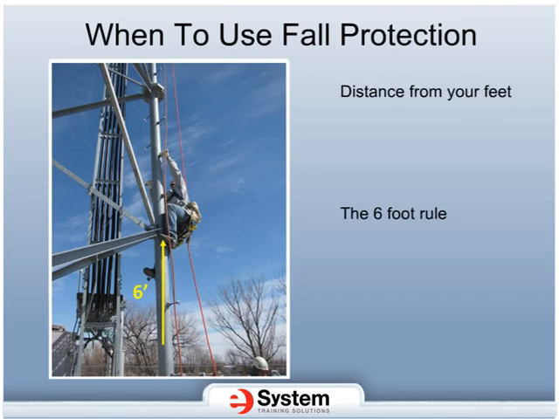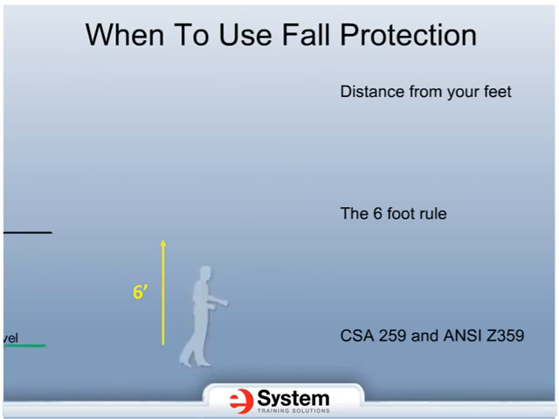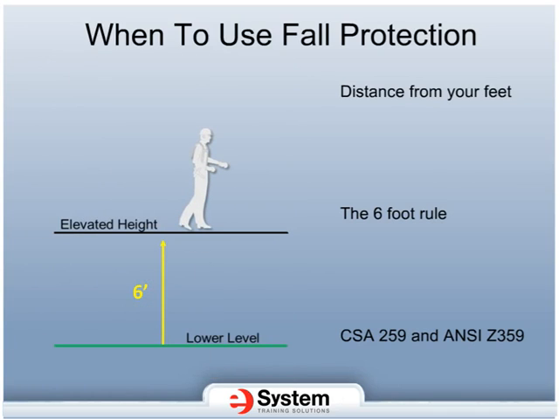In Canada, there are also variations between the federal and provincial codes. The CSA Z259 in Canada and the U.S. ANSI Z359 both use the 6-foot rule. For consistency, this training course is going to use the 6-foot rule. The 6-foot rule means that when your feet are 6 feet above the ground or next lower level, you need to use a fall protection system to prevent injury or death from a possible fall.